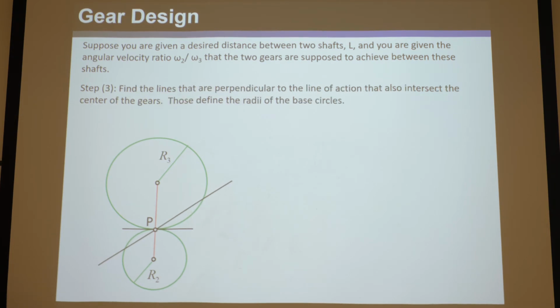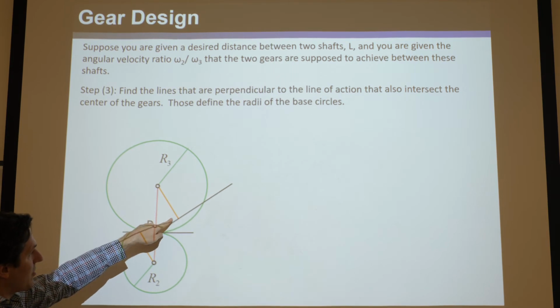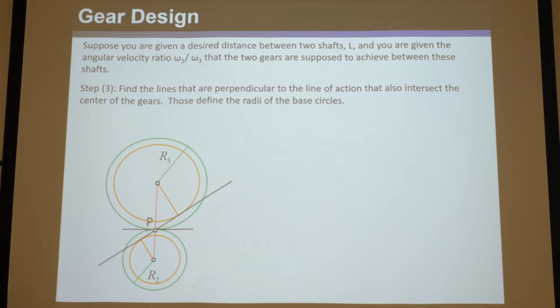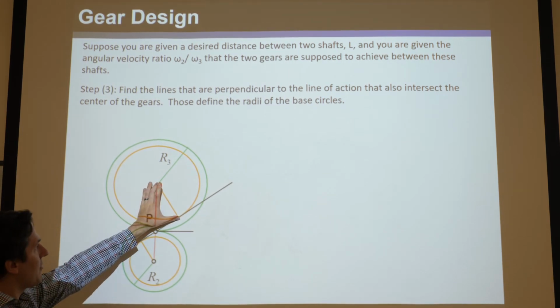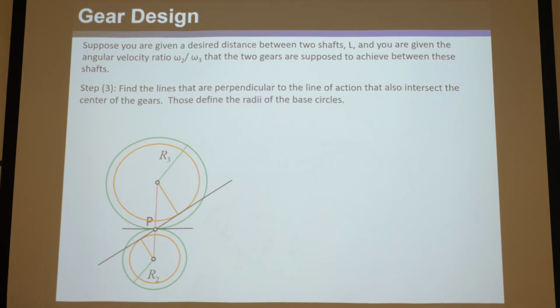Okay, step 3 is, once you have that, find the lines that are perpendicular to the line of action that also intersect the center of the gears. Those define the radii of the base circles. Once you have the line of action, you can draw the lines that point from the center of the circle to that line of action and are perpendicular to it, and those will be the radii of the base circles. So you can find RB3 from that and RB2 from that. Now you have the base circles.